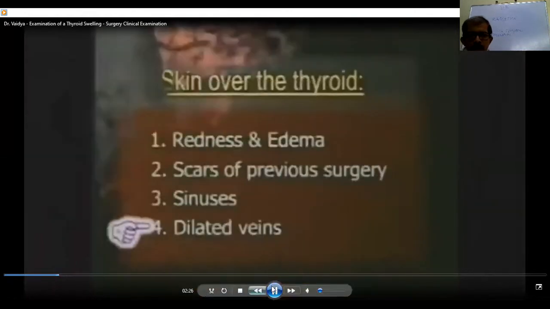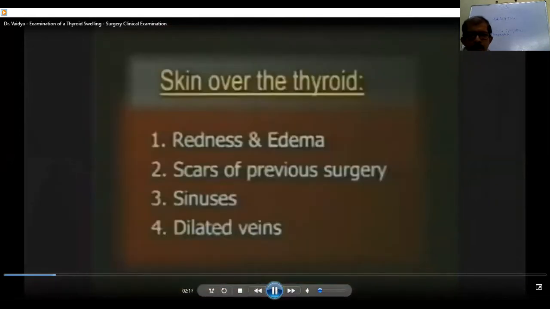Now you see what are the things you have to see: redness, edema. Of course, this is very rare to find, whereas scars of previous surgery. So it is very, very important that if the patient gives history of previous surgery on the neck, particularly thyroid, then you have to see this incision.